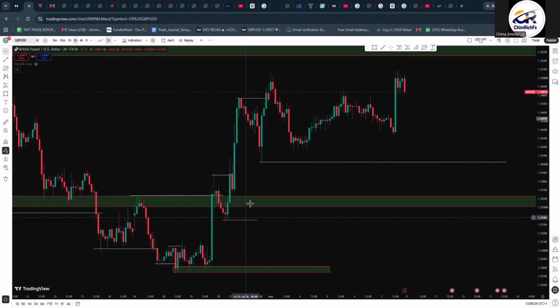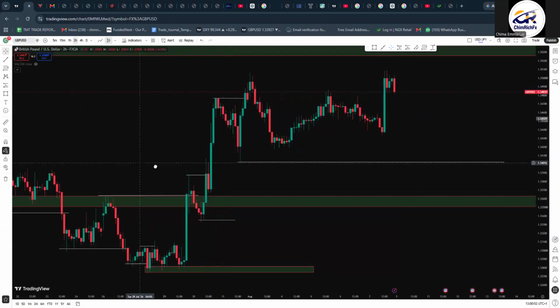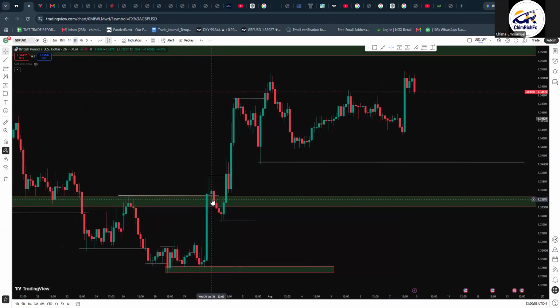So the current structure on the 2 hours is giving us a bullish trend. Why? Because we have this low taken out, and this high was also taken out, giving us a change of character. And when you look at this chart, you see price has retested this level, then broke out, and still came back to retest this level. So this is, to an extent, a strong, significant area, right?